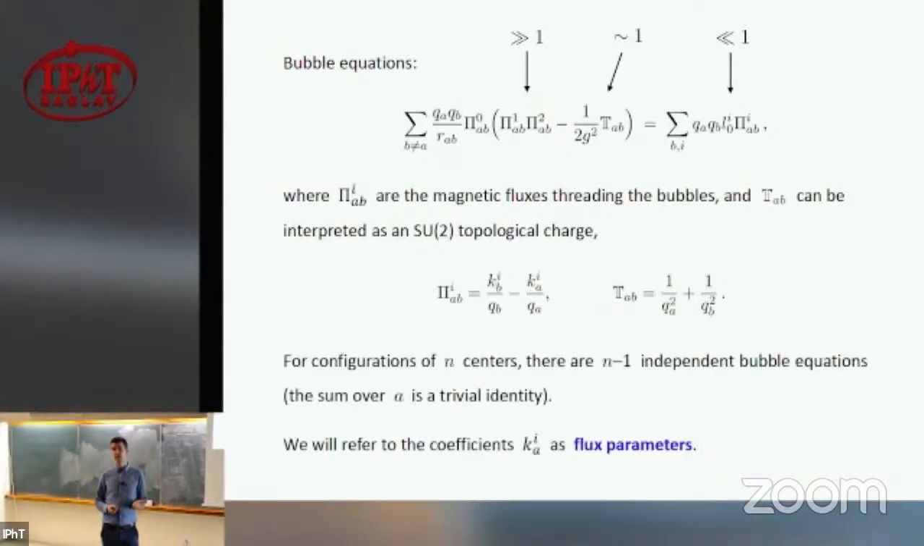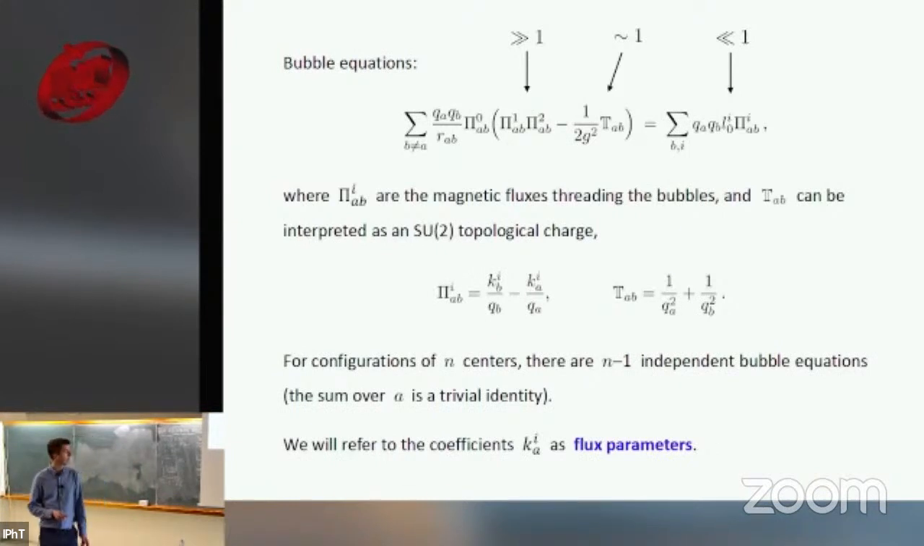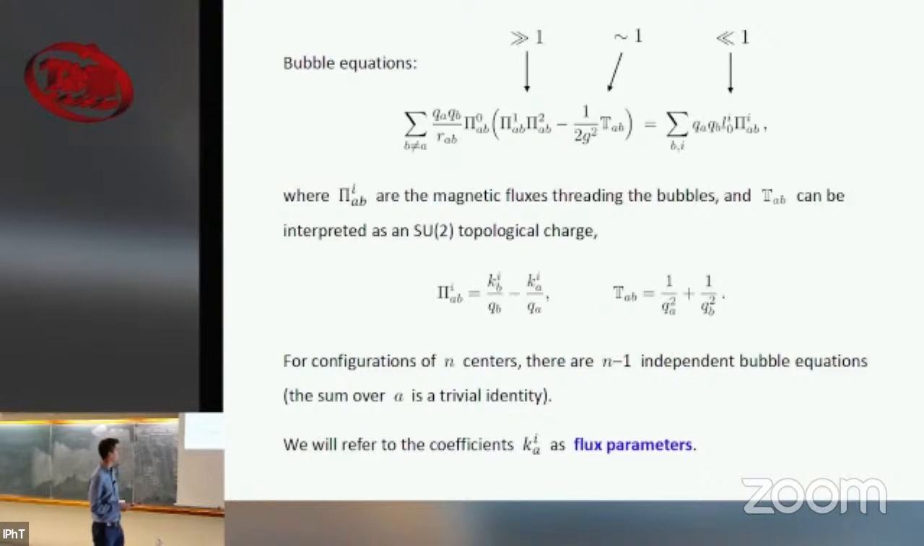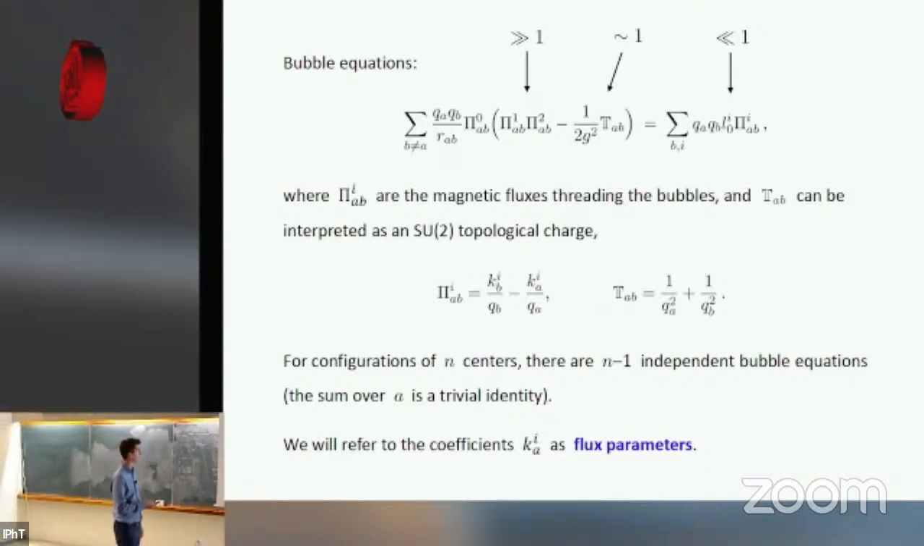And so for configurations of little n centers, there are n minus one independent bubble equations. The sum over A is a trivial identity. And the main actors in the game, like I said, we're going to choose the q's to be plus or minus one. So the main things we're going to be interested in are these little k_A's, which are the flux parameters, and the distances, or indeed the positions of the centers. These are the things that we have the possibility to vary to solve these constraints.